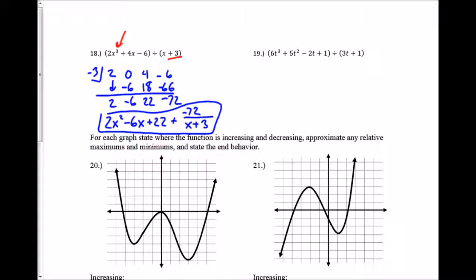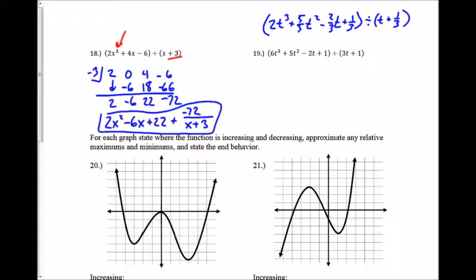With something like this next piece, I can't use synthetic division the way this thing is written, but if I divide everything by 3 first and essentially turn the problem into this, this would be a 2t cubed plus 5 thirds t squared minus 2/3 t plus 1/3. That would essentially be my numerator. It's like multiplying numerator and denominator by a 1/3. My denominator would then be a t plus 1/3. That's essentially the same problem.